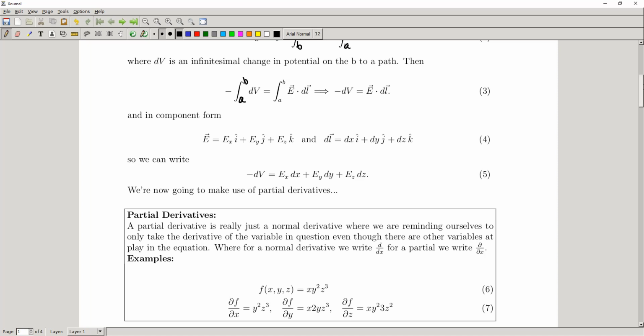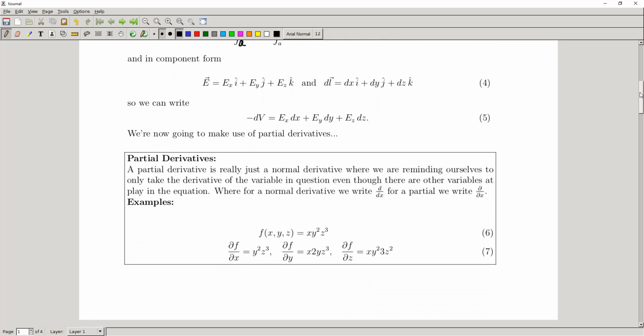So I have a tiny little aside here for partial derivatives. Some of you may have seen these before, some of you haven't. It's really not a big deal. This is not some hugely new concept. A partial derivative is basically just a normal derivative where we're reminding ourselves that we're only taking the derivative with respect to one of the variables. There may be other variables in the equation that can change, but we're only taking it with respect to the one variable that we're interested in, right?